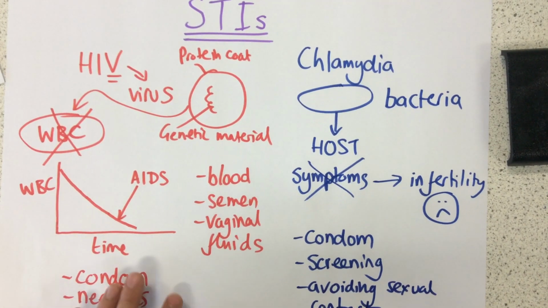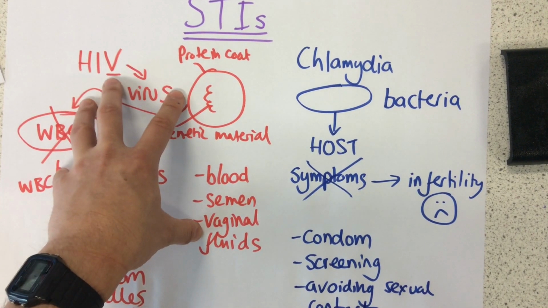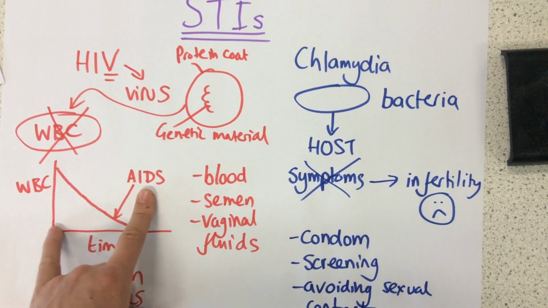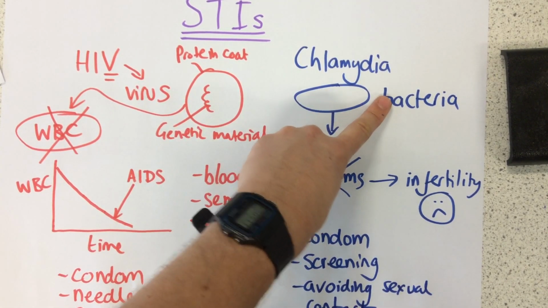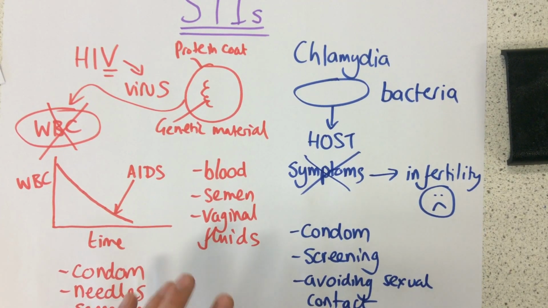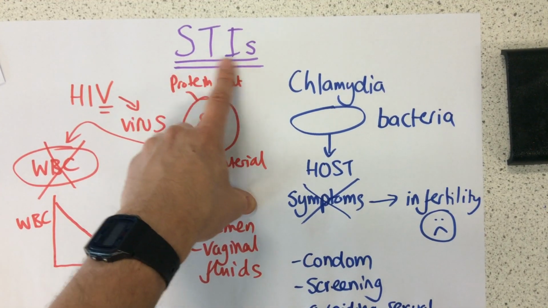So, just to summarise, HIV: life-threatening, caused by a virus, and it attacks white blood cells. It leads to AIDS. Chlamydia, caused by a bacterium, is symptomless and leads to infertility. Both of them are sexually transmitted infections known as STIs.